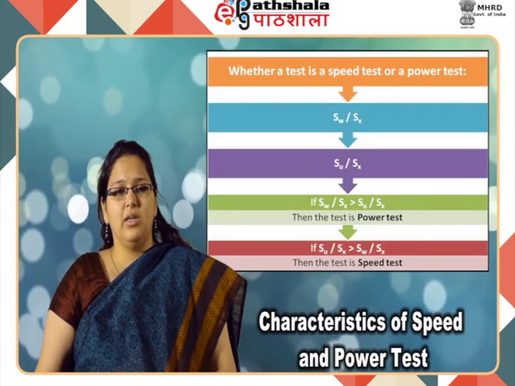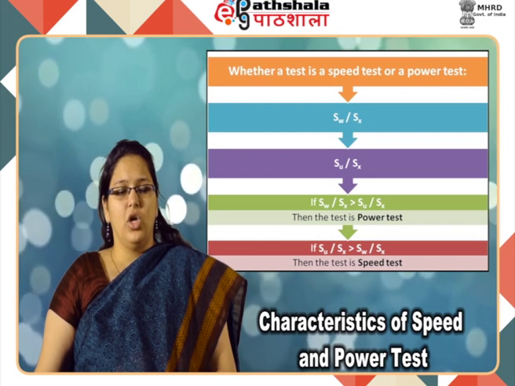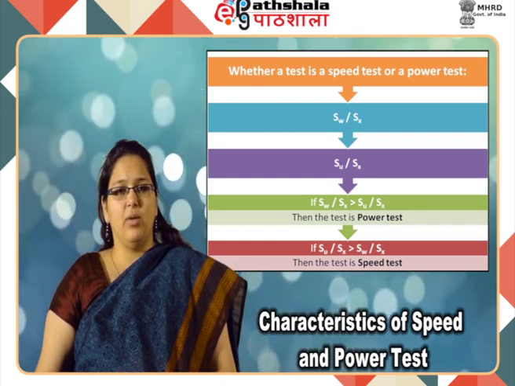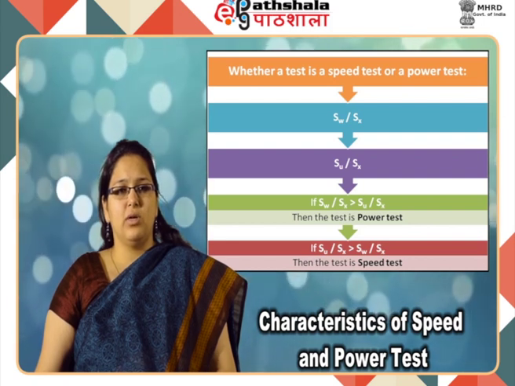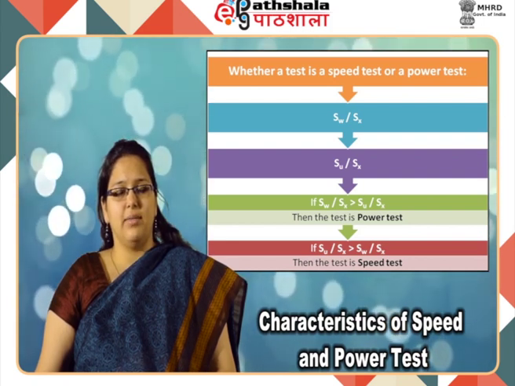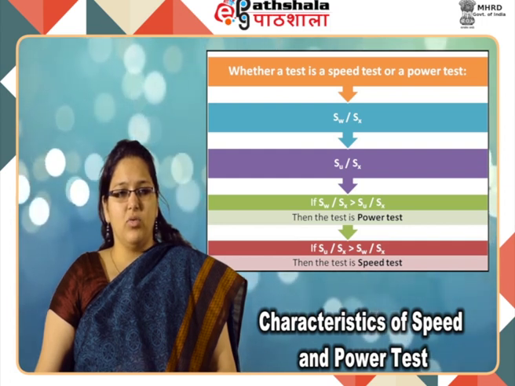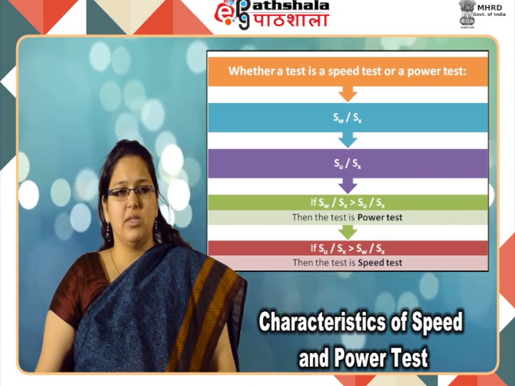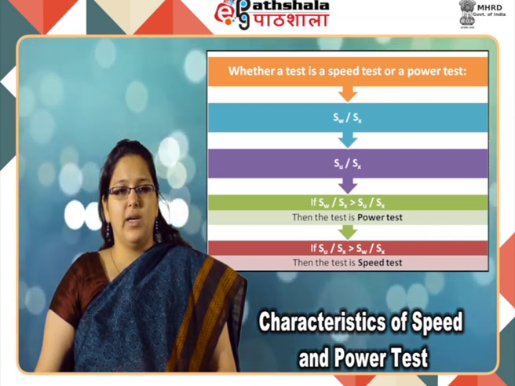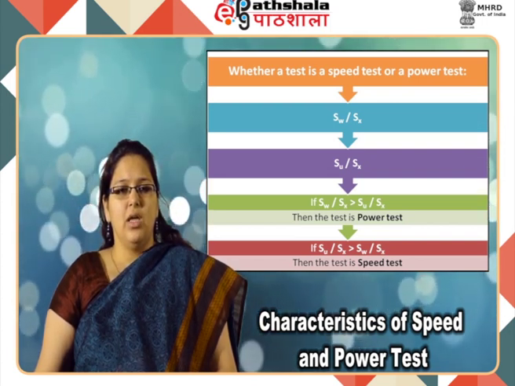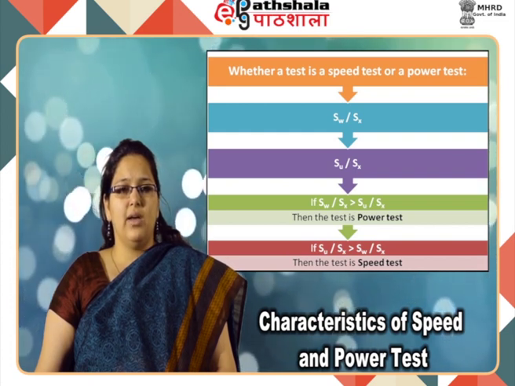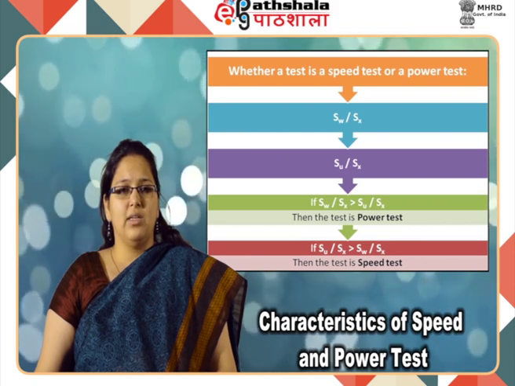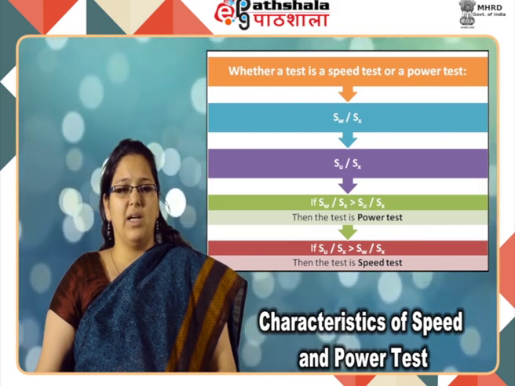Characteristics of speed and power test. To understand the characteristics of a pure speed test and a pure power test, we first need to understand the difference between two types of errors. Supposing W is the number of incorrectly answered items, U is the number of items not attempted, and X is the total error score on the test. Therefore, X is equal to W plus U.